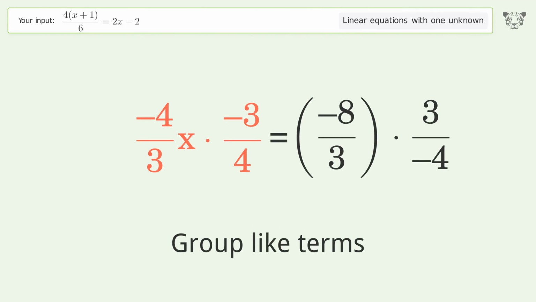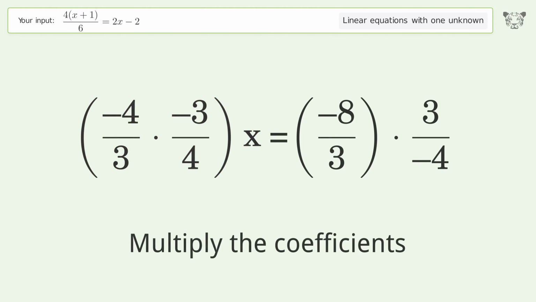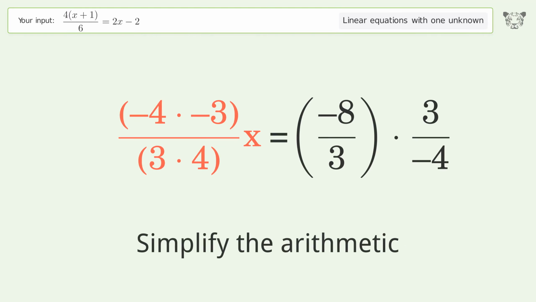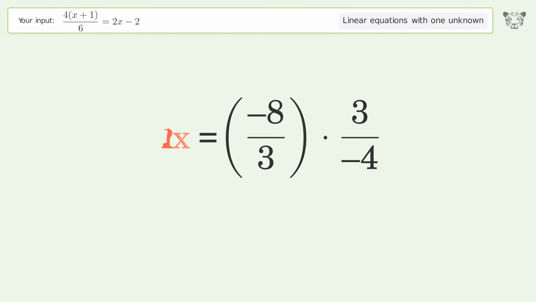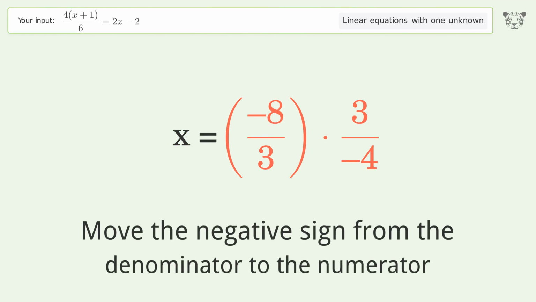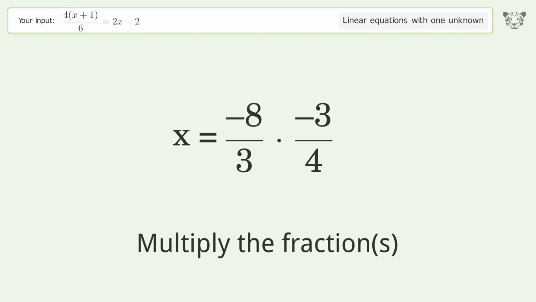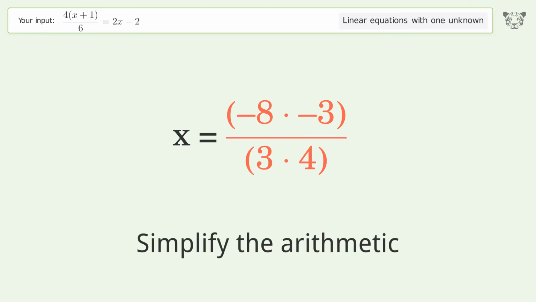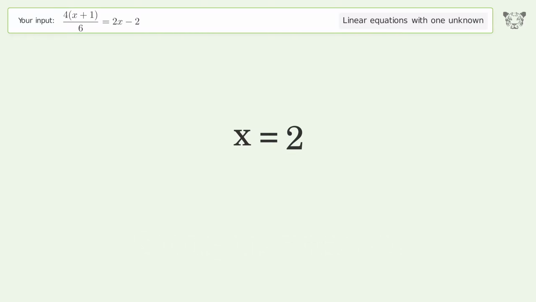Group like terms. Multiply the coefficients. Simplify the arithmetic. Move the negative sign from the denominator to the numerator. Multiply the fractions. Simplify the arithmetic. And so the final result is x equals 2.